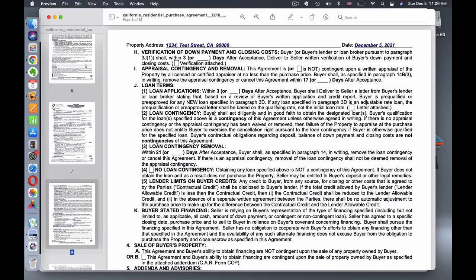The buyer shall act diligently and in good faith to obtain designated loans. Buyer's qualification, contingency, or appraisal contingency has been waived or removed, then failure.